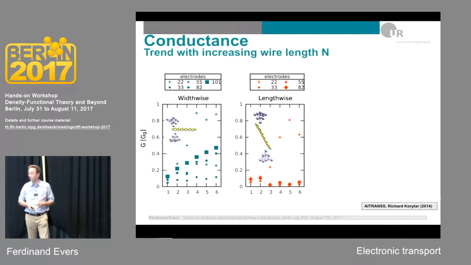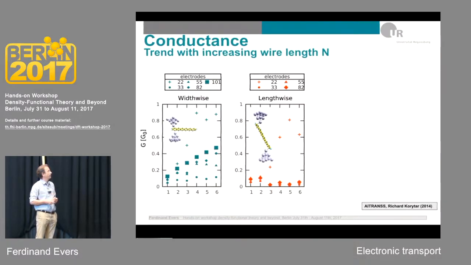Please don't be confused about all these data points over here. The data points just reflect our attempt to do a finite size extrapolation with respect to the electrode size. So you see many data for many different electrode sizes. The best one, of course, is the biggest one, which is the fat square here and the fat diamond over there. So this is what the theory would predict.